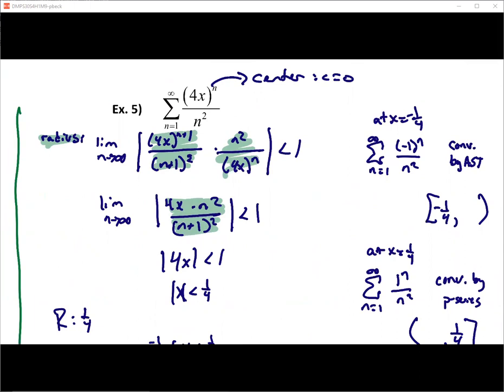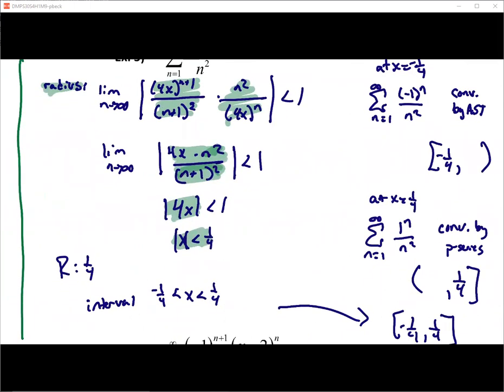If you have any questions about that, please ask at any time. So then I take the limit and I have an n squared over an n squared. And if you remember from chapter 1, that limit just ends up being 1. So this expression is the absolute value of 4x is less than 1, which when we solve for x, the absolute value of x is less than 1/4. And remember, our center is at 0, and our radius then is 1/4. So our interval is going to be 0 plus or minus 1/4, to 0 plus 1/4.